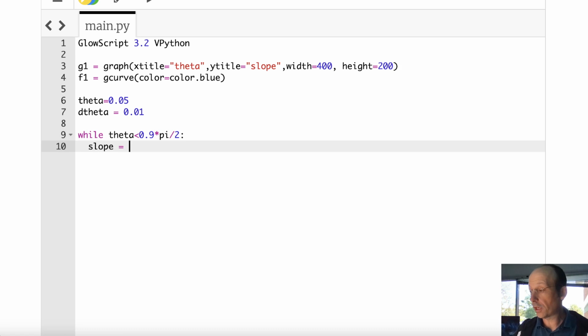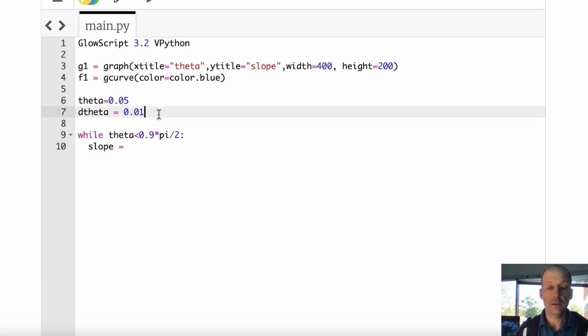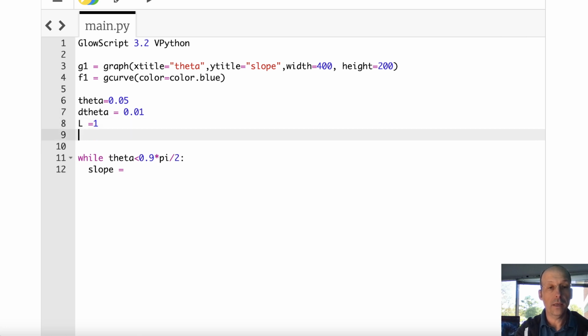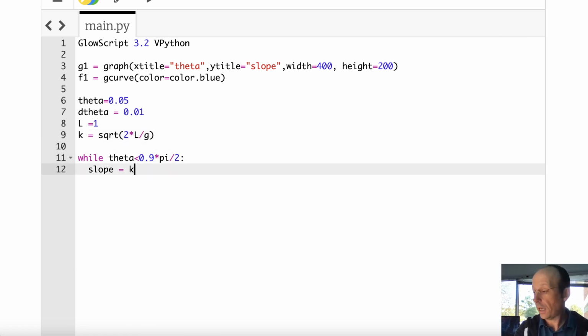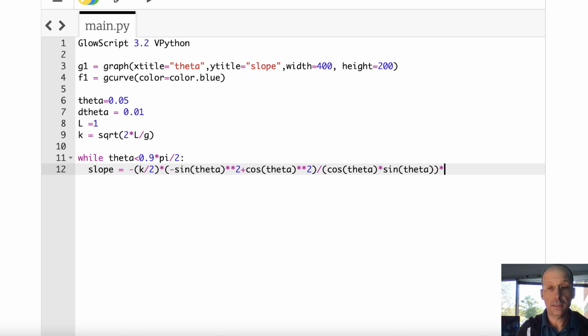So slope equals, I'm looking at my equation right here. Oh, I need this k. So L equals 1. K equals square root of 2 times L divided by G. So the slope is going to be k, negative k over 2 times negative sine theta squared plus cosine theta squared. All of that divided by cosine theta times sine theta raised to the 3/2.